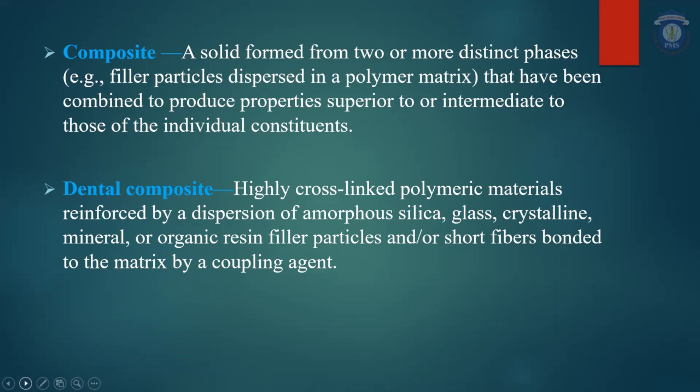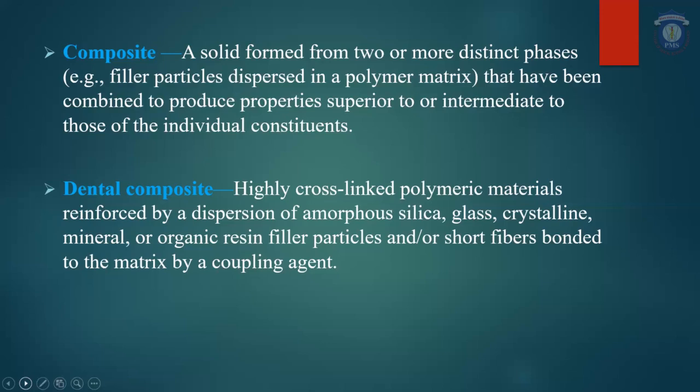Here we find that it is a solid mainly formed from two or more distinct phases, that is filler particles dispersed in a polymer matrix, combined to produce properties that are superior or intermediate to those of the individual constituents. So when you are combining the resin matrix and the filler particles, the final properties you get are either intermediate to those of the resin matrix and the filler particles, or superior to them.